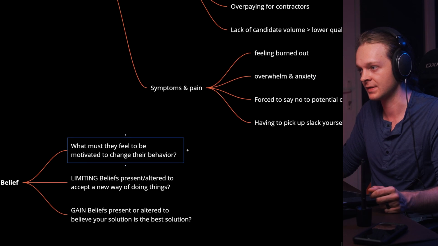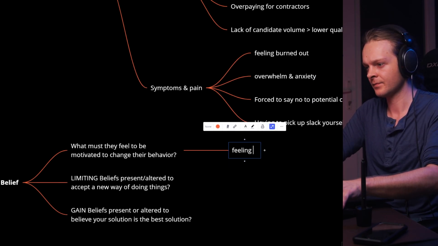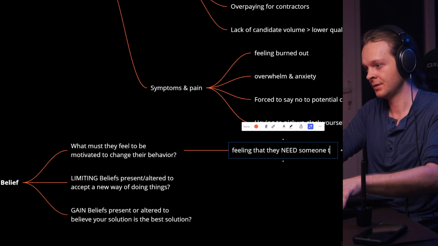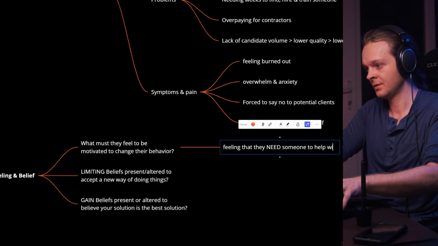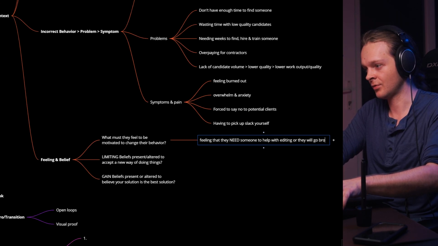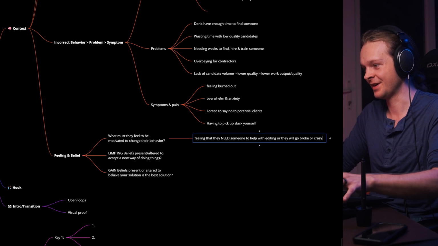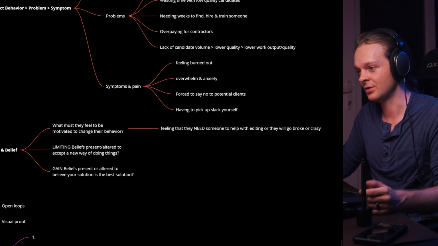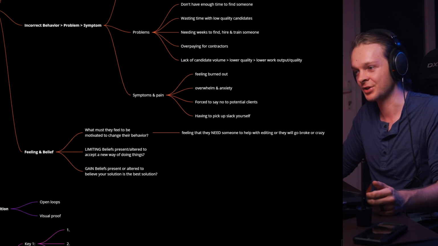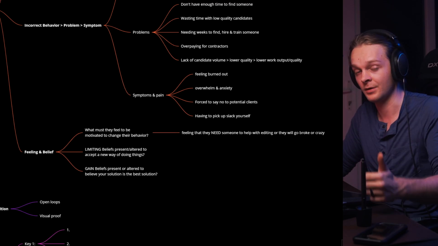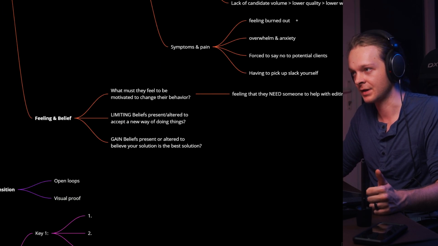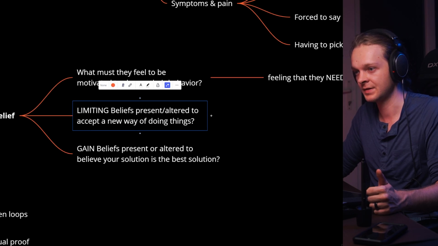So I already mentioned some of these right here. Feeling that they need someone to help with editing, or they will go broke or crazy. That's something you could write down, right? The better you know your target persona, the easier this is to write. And then at the end I'll show you how you can use AI to help with a lot of this, using some special prompt magic. But that is one of the things I could write on the other ones as well. But this stuff is even more important.